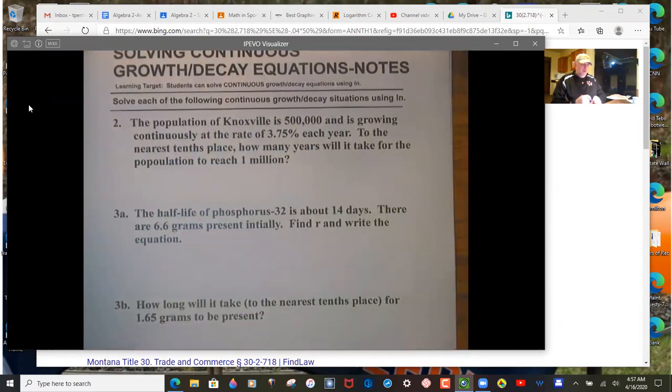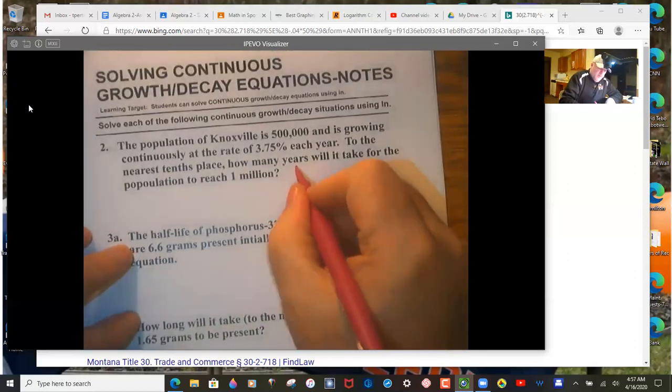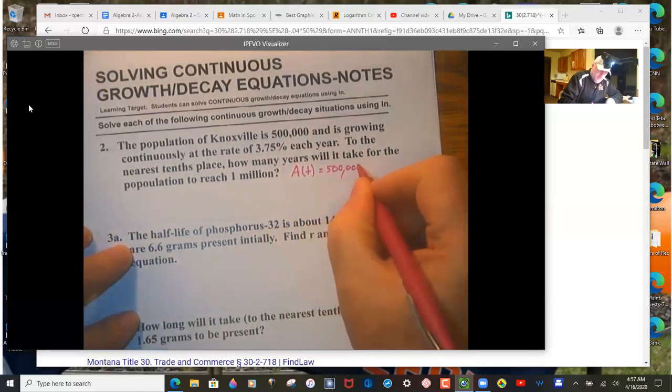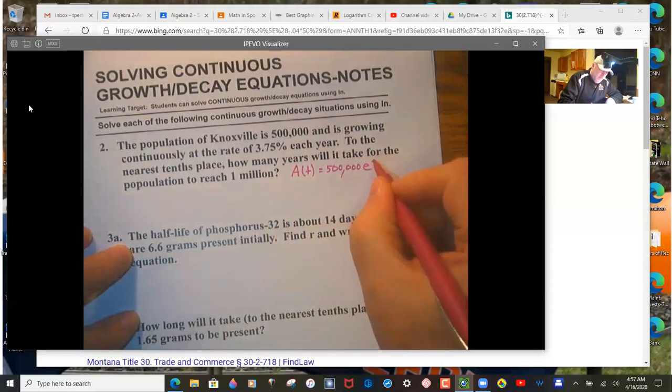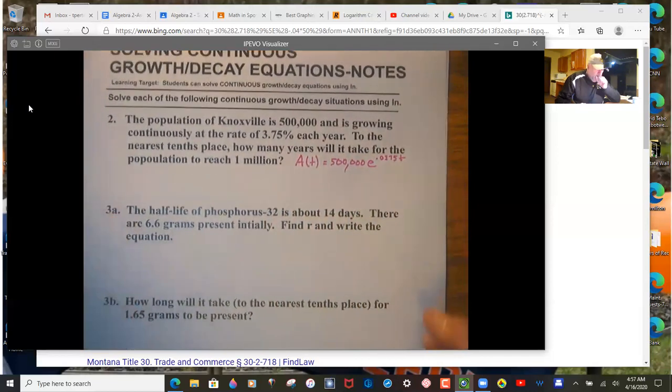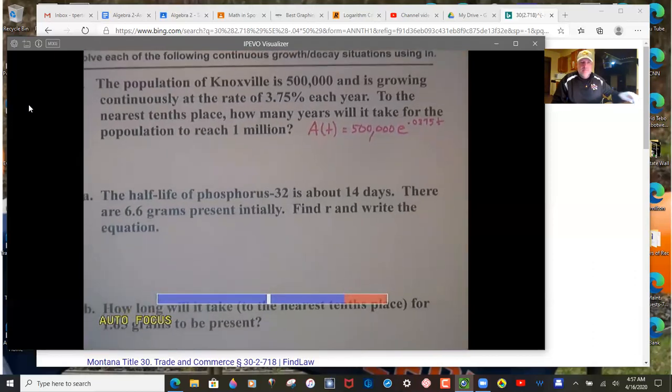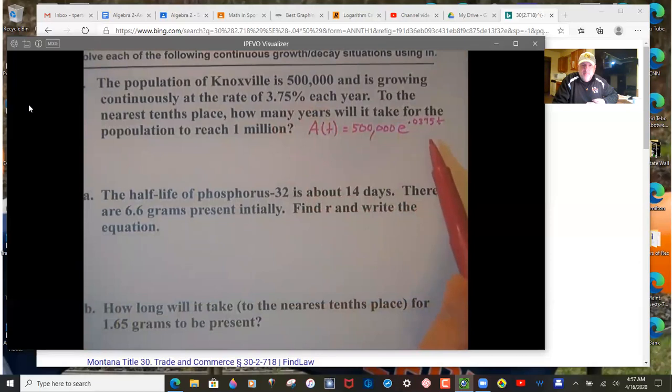Next page. So we do have the rate here, and that's interesting. Once you have the rate, you need to write the equation. I'm going to do that up here. We have 500,000 as the initial amount, growing at the rate of 0.0375. Why 0.0375? Because you need to convert that percent to a decimal. So there's our equation, and now we're going to answer questions.